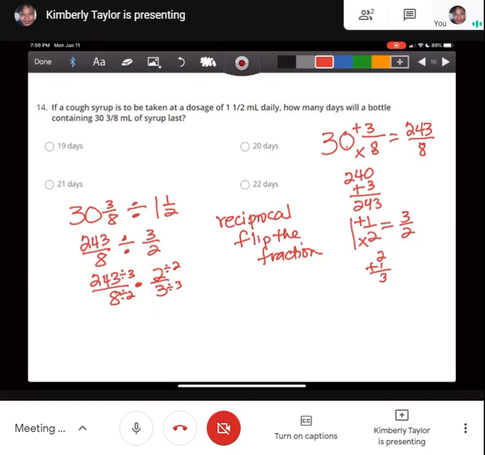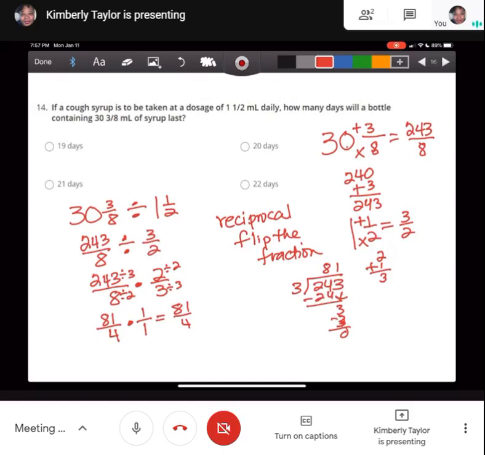So 243 divided by 3. Bring down the 3, and that's going to be 1, 3, and 0. So this is going to be 81. And 8 divided by 2 is 4. 2 divided by 2 is 1. 3 divided by 3 is 1. So now I can just multiply straight across and I get 81 over 4.